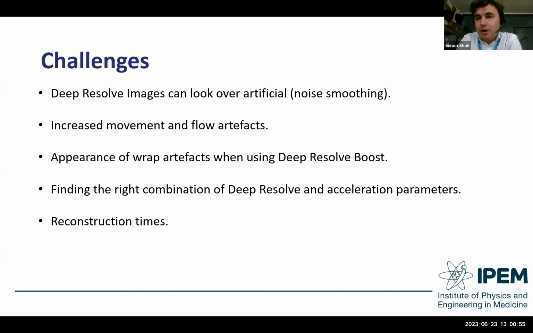You can get increased patient movement in the images and flow artifacts starting to appear. You can get the appearance of wrap in your images from Deep Resolve Boost. And the challenge, as I've mentioned, is finding the right combination of using Deep Resolve and the other acceleration parameters that you have: your TRs, the GRAPPA factor you might use, the number of concats, the number of averages. It's finding the right combination, and it's not entirely obvious sometimes, and I'm not an expert in that. It's going to be suited to your site, what's best. And then finally, reconstruction times, which are also a challenge.